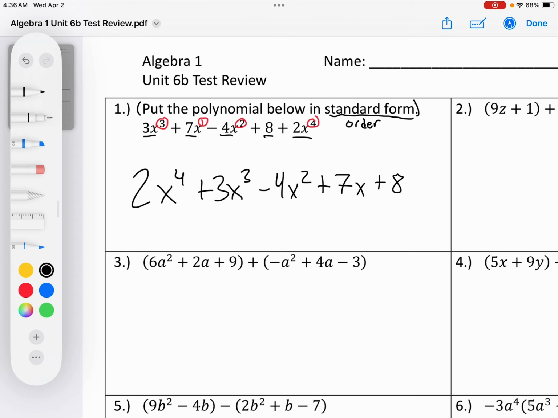We don't need to combine any like terms because there aren't any. None of these would be the same. We don't need to add, subtract, multiply anything. It's just put them in order.